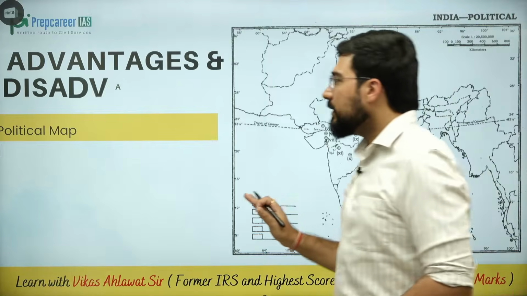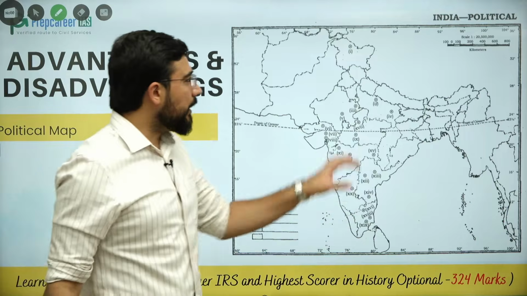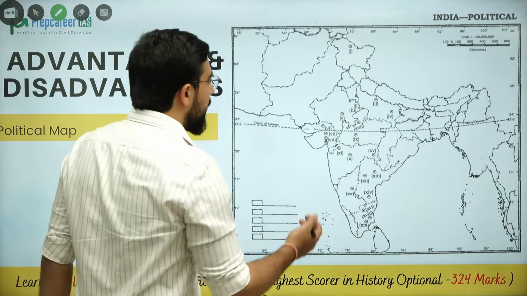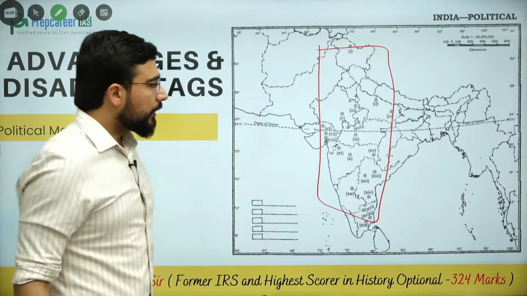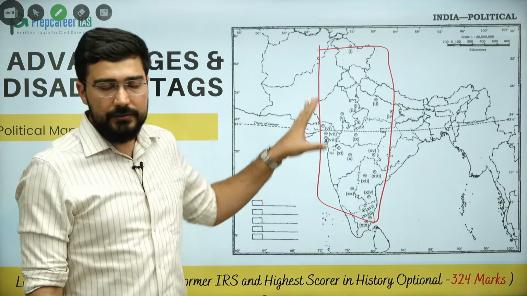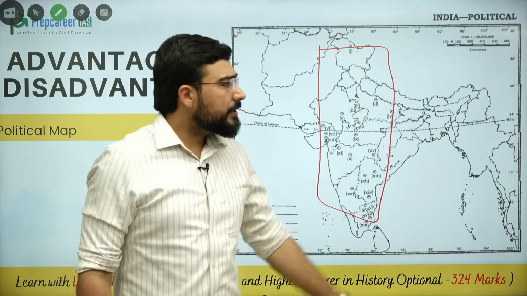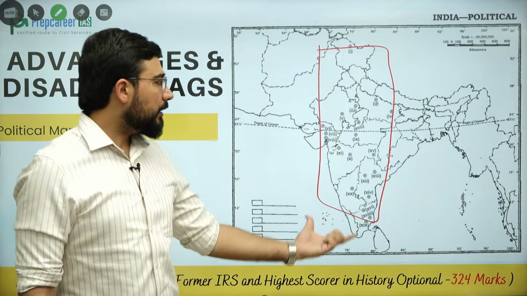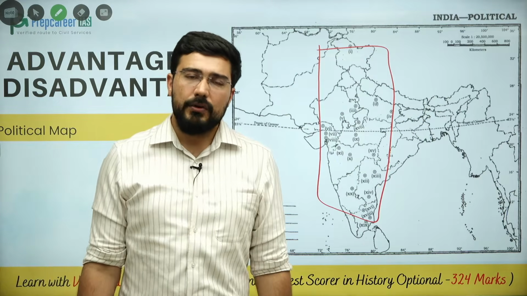If I look at the advantages and disadvantages of the political map, try to understand. This is the map of the 2023 paper. The majority of the sites asked by UPSC are limited to this frame. This normally doesn't happen. Normally they will ask some sites from Afghanistan, some from Pakistan, at times one from Nepal or Bangladesh, and some sites from the northeast of India. But this time the majority of the sites were limited to this. In fact, if you see Gujarat, 3 sites are asked directly from Gujarat itself.